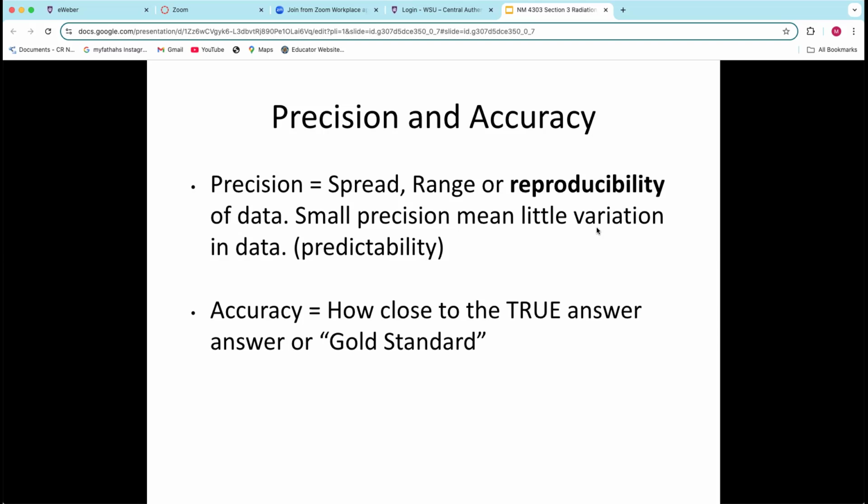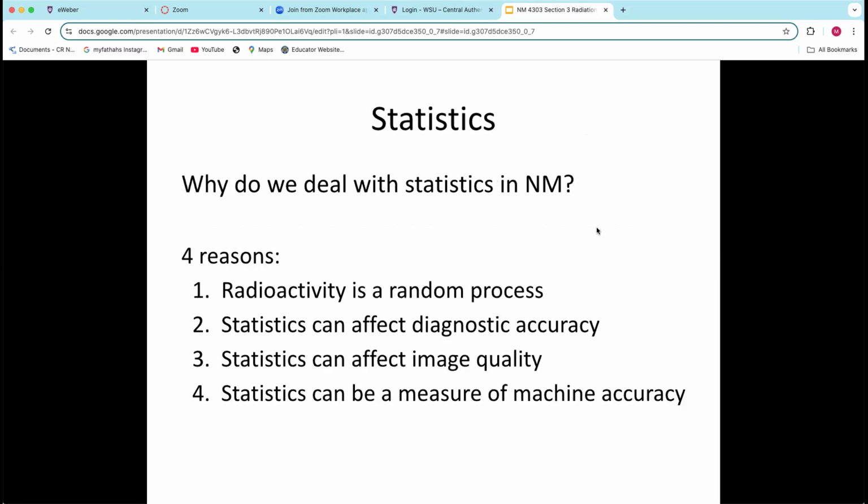So these are going to be two things we kind of refer back to as we're talking about why statistics matter in nuke med. Okay. I'm going to give you four reasons, and then we'll get into explaining those. So one of them is that radioactivity is a random process. Now, what do I mean by that? Well, think of when you have your survey meter and you're trying to detect radiation. And let's say you have the audible setting on, or even if you're just watching your meter, it's going to be like beep, beep, beep, beep, beep, right? It comes in random. So our counts are random.